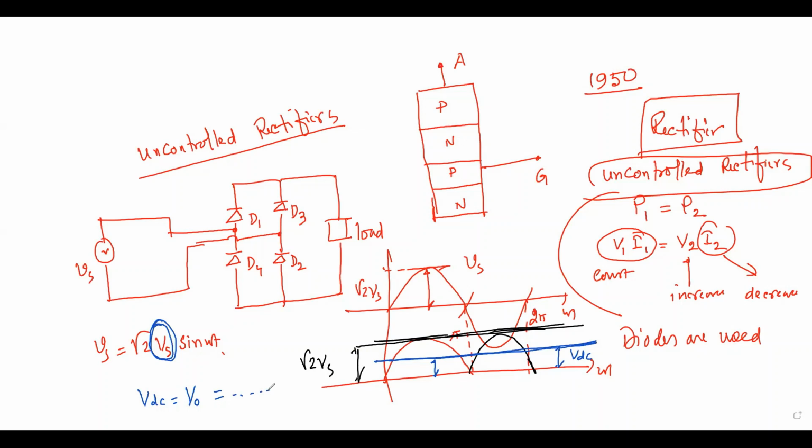You are not serious at all, and you don't care. It will be 0.9 Vs. And I taught these things to you in the second semester also. That was 2 Vm by pi. So here Vm is equal to √2 Vs, and the average is 2 Vm by pi.